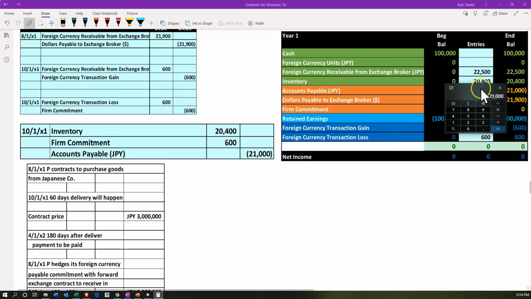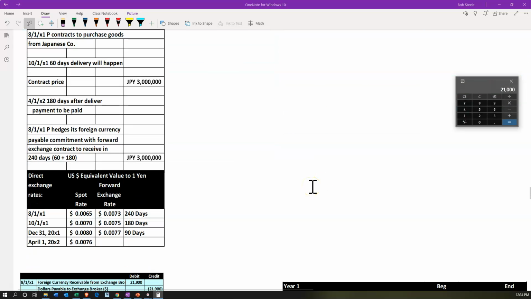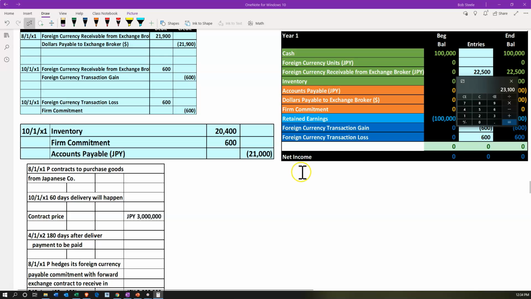So I'm going to go back up here and we're going to say, all right, here's the accounts receivable. This is what we're going to receive in yen later, which we valued last time at 22,500. Now it's December 31st. Let's value it as of this point in time, which means we're going to take the 3 million times the forward rate, because we're looking at the forward contract at December 31st, which is 0.0077. So 0.0077, that's going to be the 23,100. And we currently have 22,500 in there, so minus the 22,500, that's going to give us a $600 difference. So another $600 difference we're going to have here.